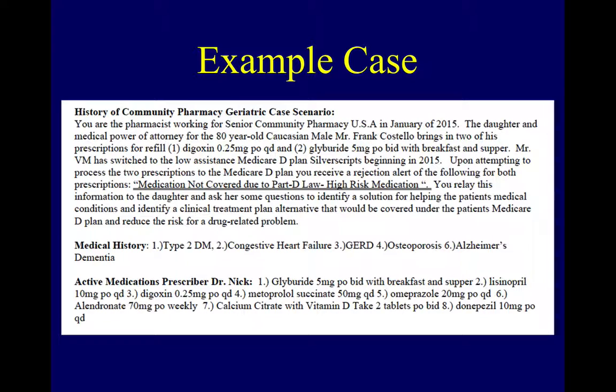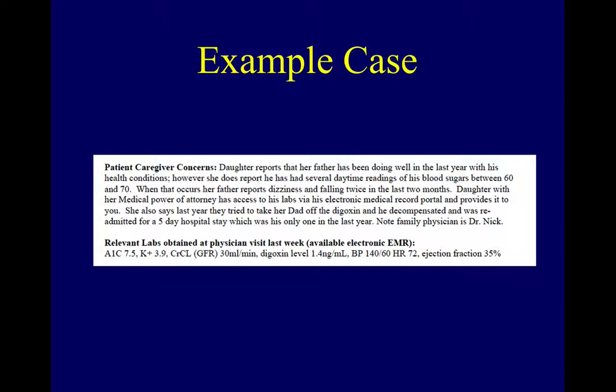And this is what he's on. So not only is he on glyburide, you look at his chart, he's also on metoprolol, omeprazole, alendronate, calcium citrate, and so on. But the daughter reports that her father has been doing well in the last year with his health condition. However, she does report he's had several daytime readings of his blood sugars between 60 and 70. When that occurs, her father reports dizziness, and he has fallen twice in the last 2 months. The daughter has the medical power of attorney. She also said last year they tried to take Dad off the digoxin, but he decompensated and was readmitted for a 5-day hospital stay. So here are his labs.